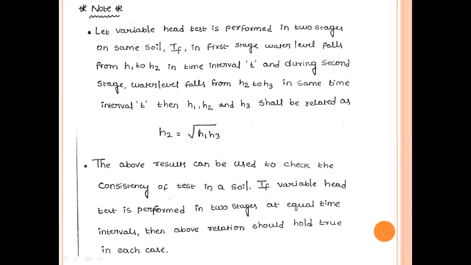Let the variable head test be performed in two stages on the same soil. If in the first stage the water level falls from H1 to H2 in time interval T, and during the second stage the water level falls from H2 to H3 in the same time interval T, then H1, H2 and H3 are related as H2 squared equals H1 into H3. The above result can be used to check the consistency of the test in soil. If the variable head test is performed in two stages at equal time intervals, then the above relation should hold true in each case.